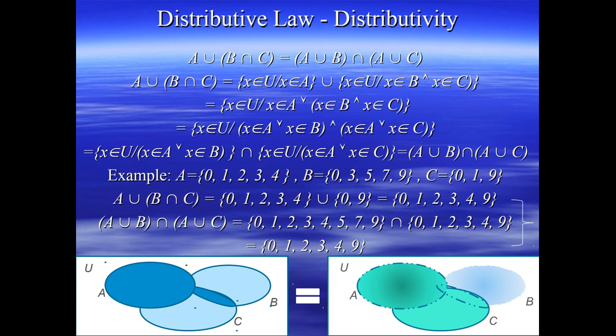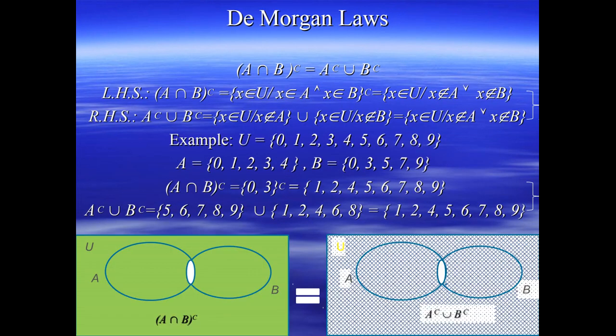If it wouldn't work, it would have surprised us a lot because we have already proved it. Proof is stronger than an example. And then we arrive at the De Morgan laws. De Morgan is a Scottish one. The name is a little bit French, De Morgan, but he was a Scottish mathematician.